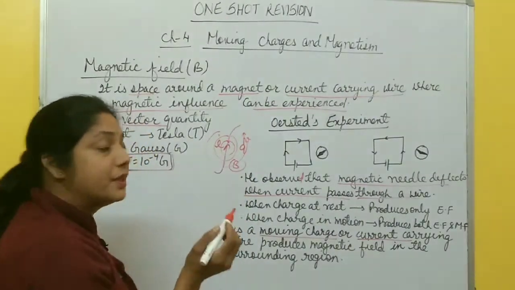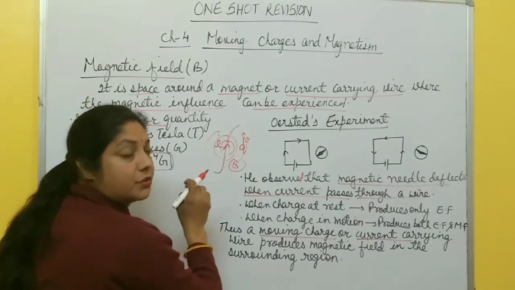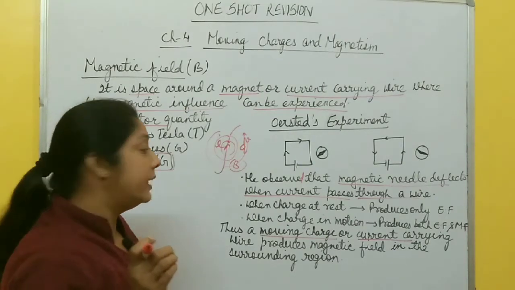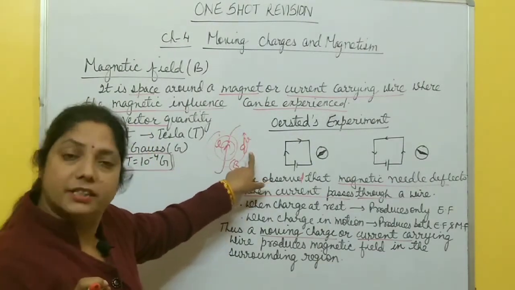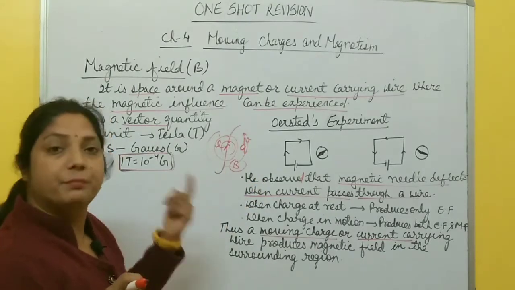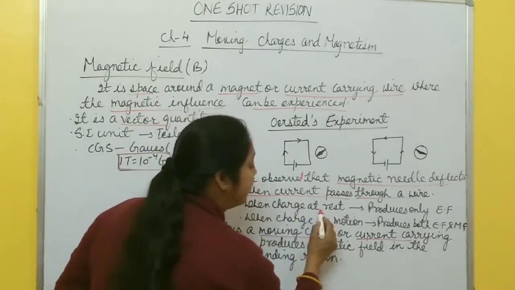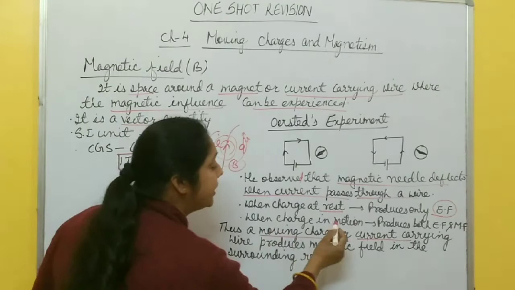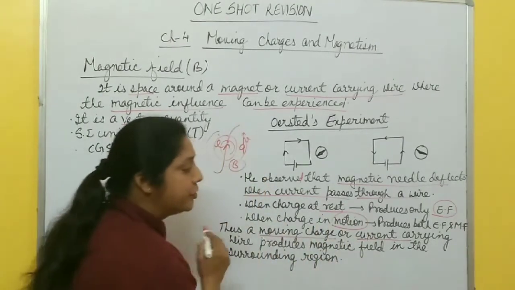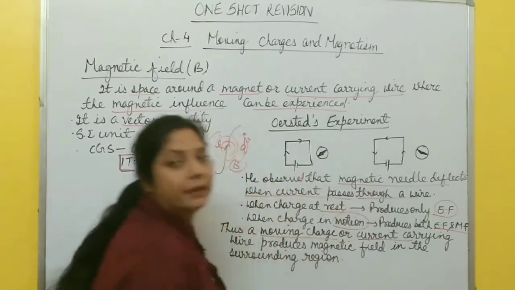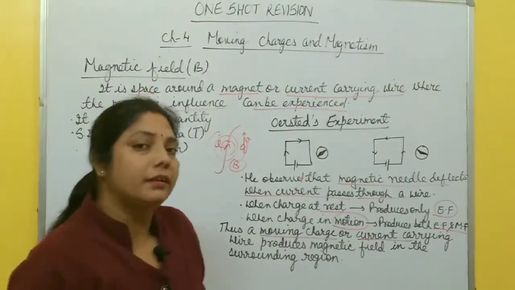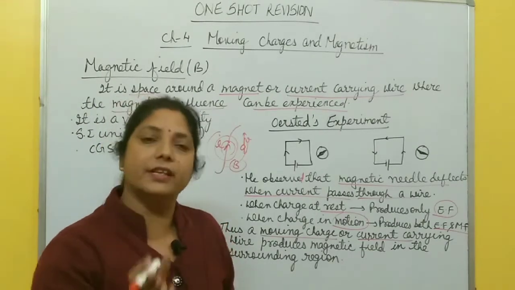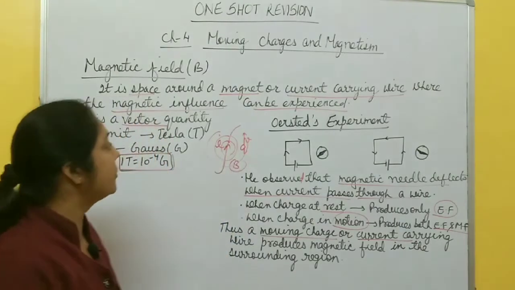But there is another observation: if this charge is at rest, no magnetic influence can be observed. It means magnetic influence is only observed when the charges are in motion. We studied in the previous chapter that when a charge is at rest, it only produces electric field, right? But when the charges are in motion, it produces both electric and magnetic field. So magnetic field is only when the charges are in motion, but electric field is in both cases, when the charges are at rest or in motion. So this was about Oersted's observation.